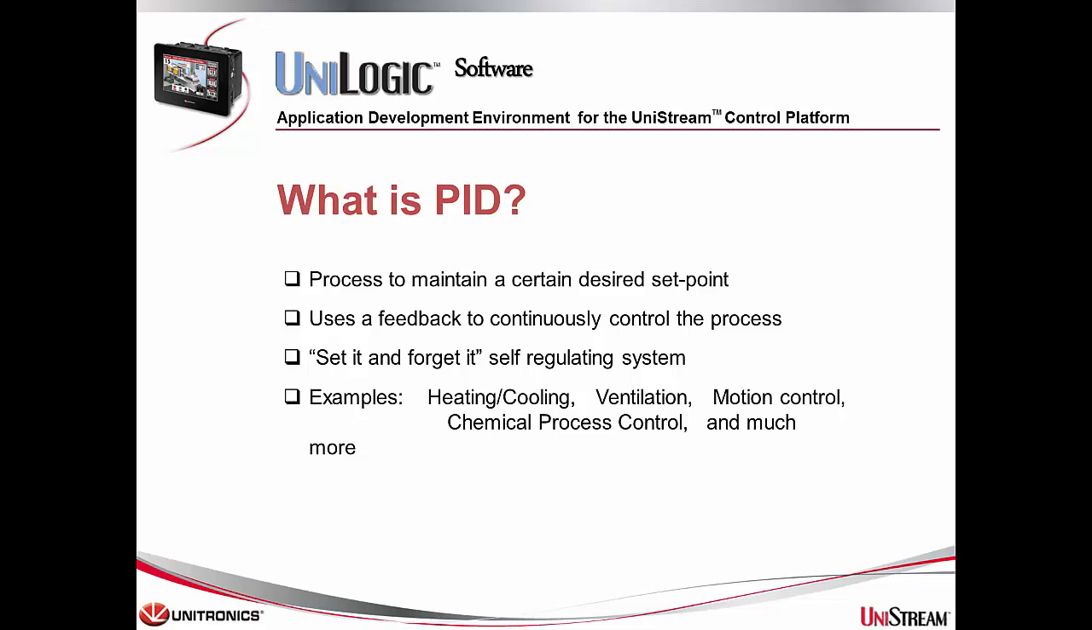Some examples of where systems use PID are in heating and cooling applications, such as regulating the temperature in a room, ventilation systems, such as regulating incoming and outgoing airflow, motion control, such as maintaining the speed of a motor, chemical process control, such as controlling levels of enzymes in a mixture, and many other processes.